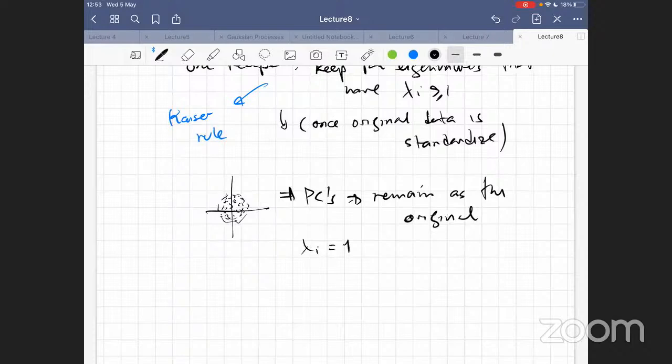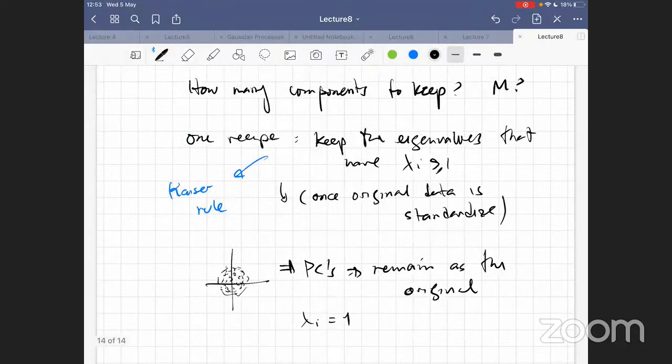So in a way, what the Kaiser rule is trying to implement is: let us first standardize the data and keep only those directions for which I have eigenvalues larger or equal to 1. But by all means, it's not the only recipe. There are many of them, and there is a whole literature on that. But this is more or less the idea of PCA.